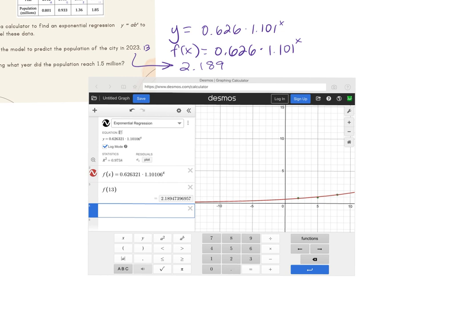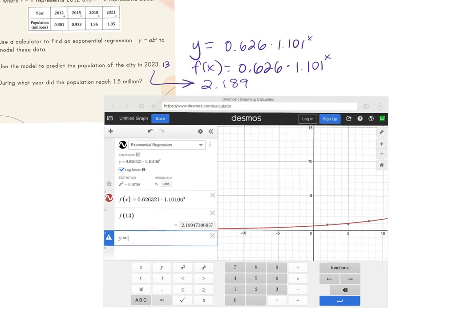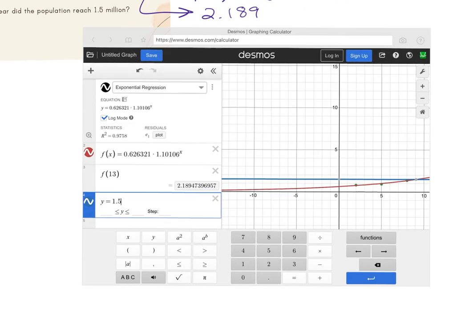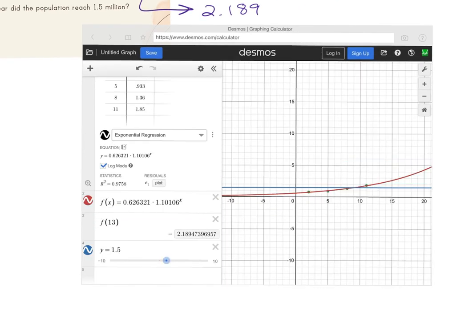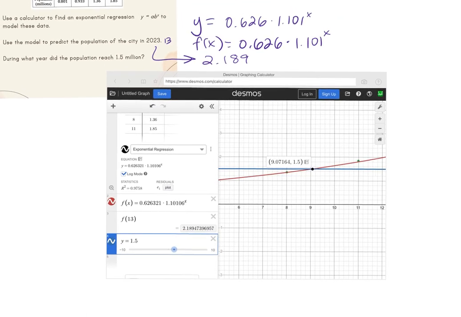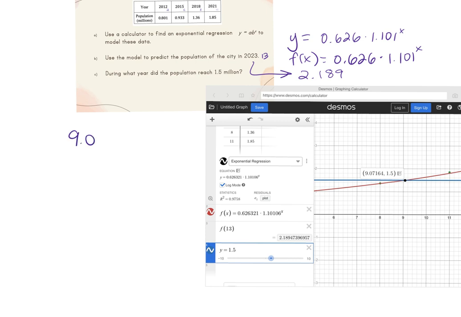Okay, now it says, what year did the population hit 1.5 million? So I need a new equation. Notice this was already in millions, so I don't have to type in a $1.5 million. I'm just doing 1.5 here. And then I want to zoom until I see where they cross. And I get 9.071. So this means 9 plus a little bit of years.